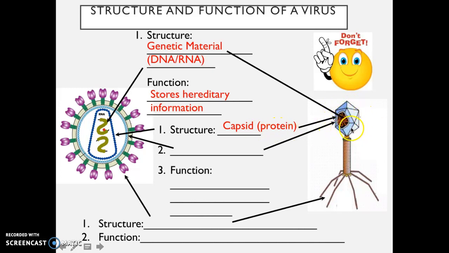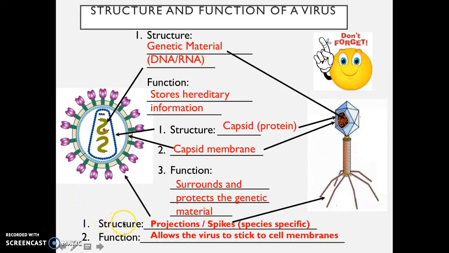Structure number two is the capsid, which is actually a protein coat. Okay, this is not a cell membrane. This is called a capsid, which is made of proteins. It is going to be made of different proteins that surround the DNA inside of it. So that's why we call it a capsid. It's a protein coat that surrounds the DNA or RNA. It's kind of like a membrane, but not like the cell membrane that we know. The function of that is to surround and protect the genetic material.